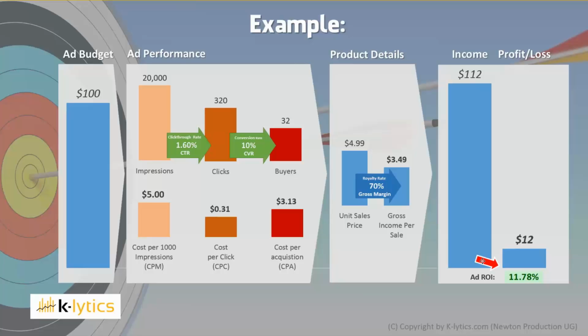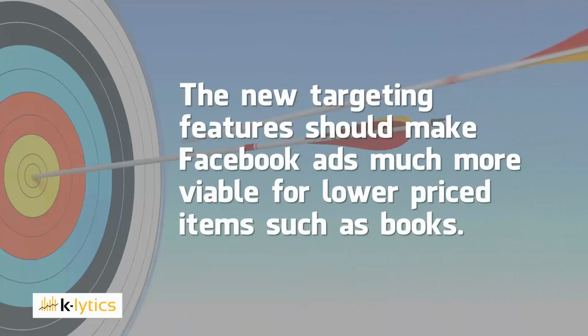Now, probably not a huge ROI and not a huge profit, but at least you're building your reader base without losing money on the ads anymore. Now, we could go much deeper into the numbers, but I don't want to overwhelm you with this. We will save this for a later training. But what you should take away is that advertising is extremely sensitive to the click-through rate and to the actual conversion rate. And the new advertising features are highly likely to drastically improve those values. So the new targeting features should make Facebook ads much more viable for lower priced items such as books.